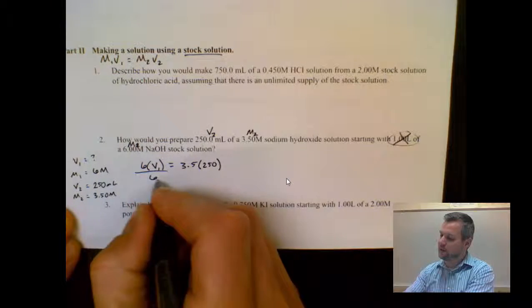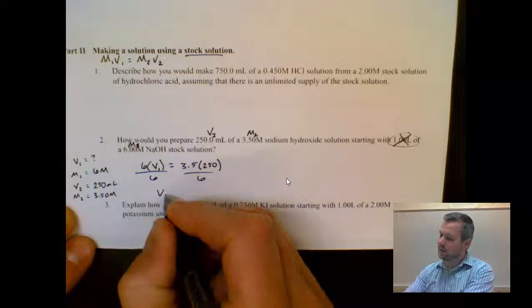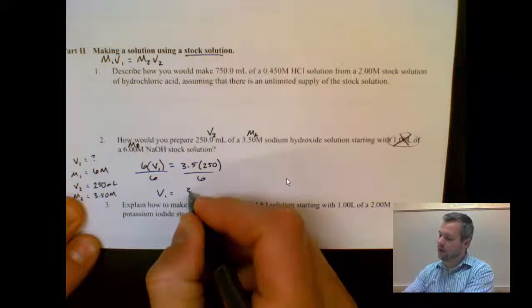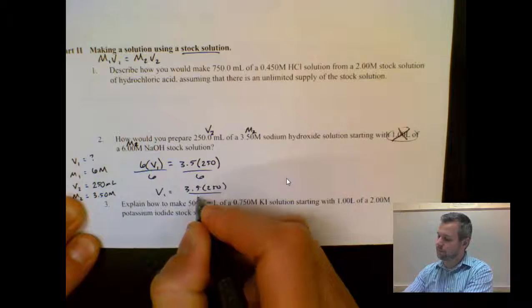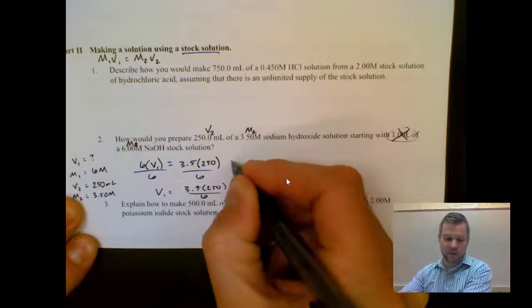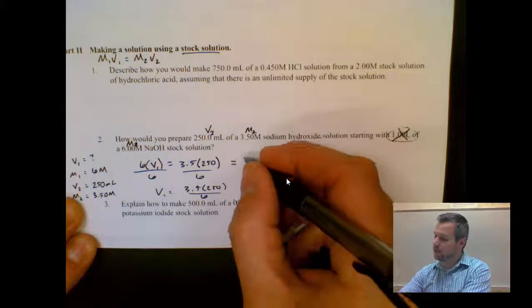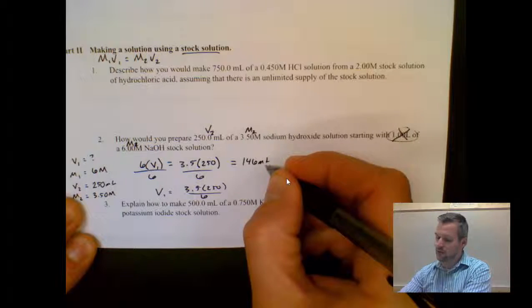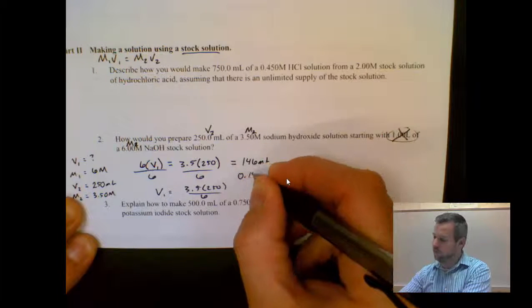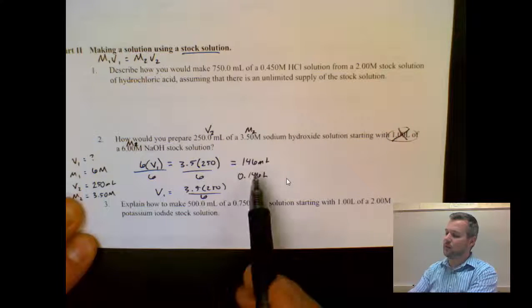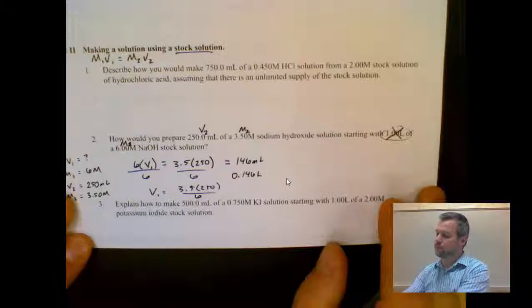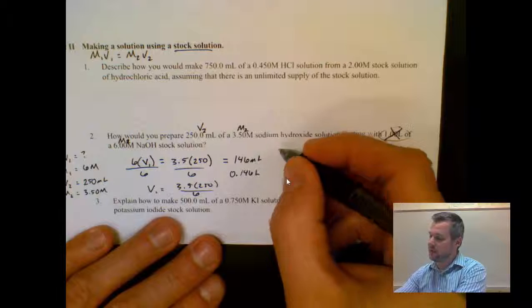Of course, divide by 6, V1 equals that whole fraction, which ends up giving us a number of 146 milliliters, or 0.146 liters, whichever one you prefer. You're probably going to be measuring in milliliters. Again, you want to describe how you make this.